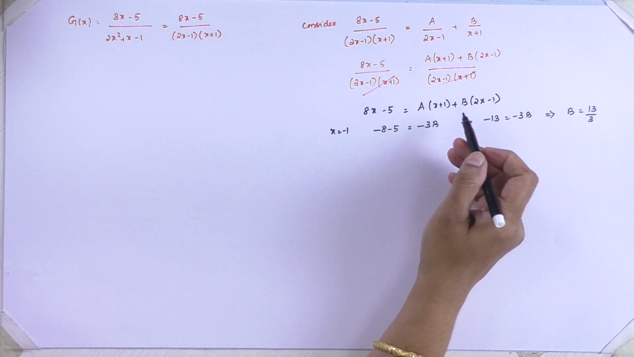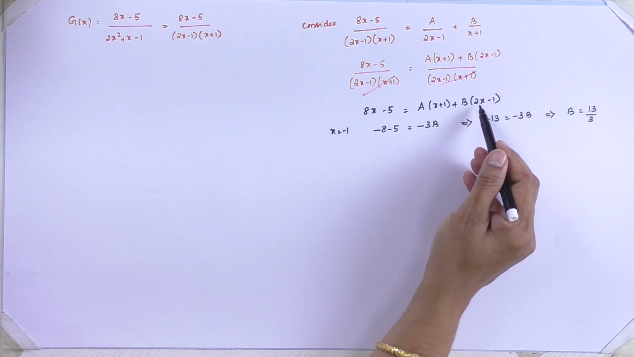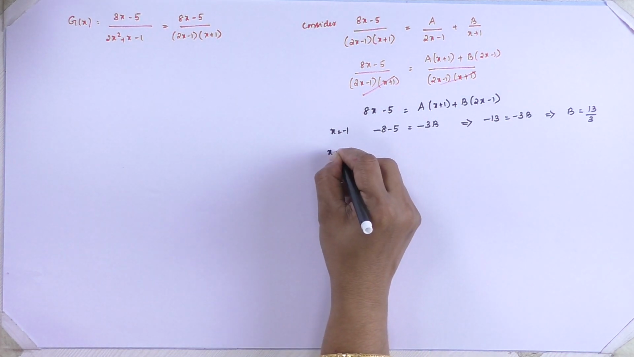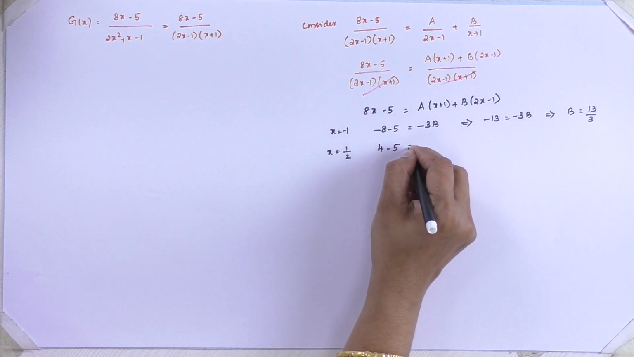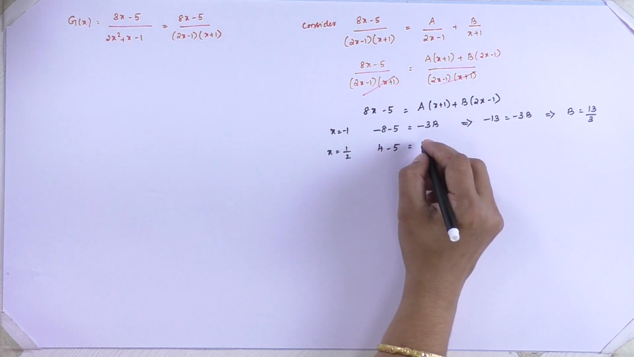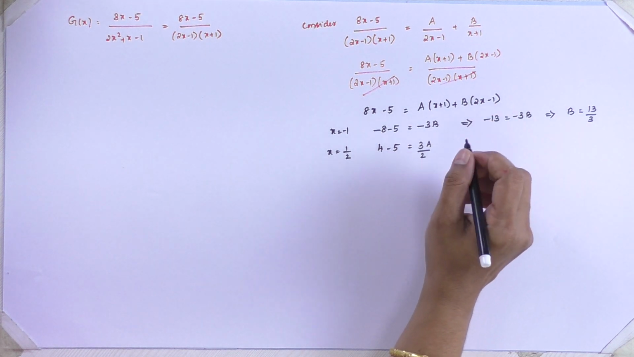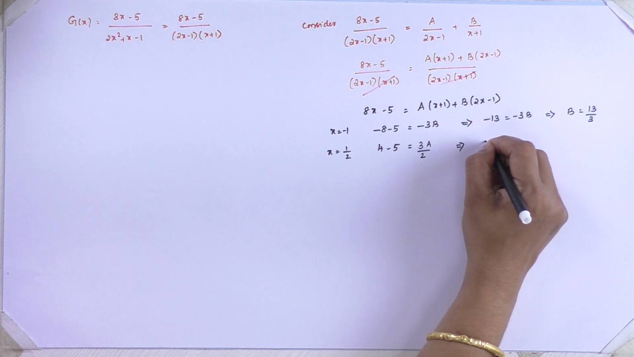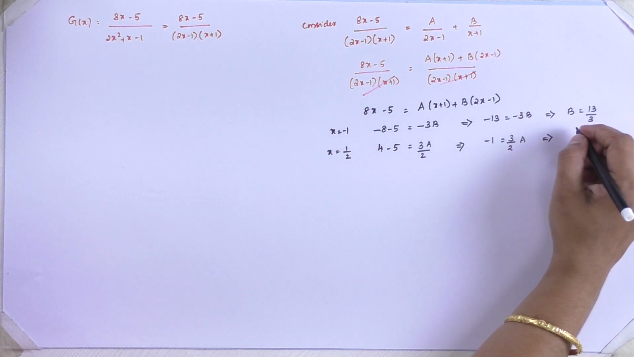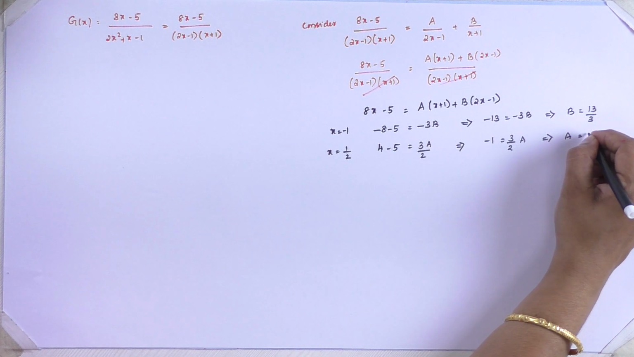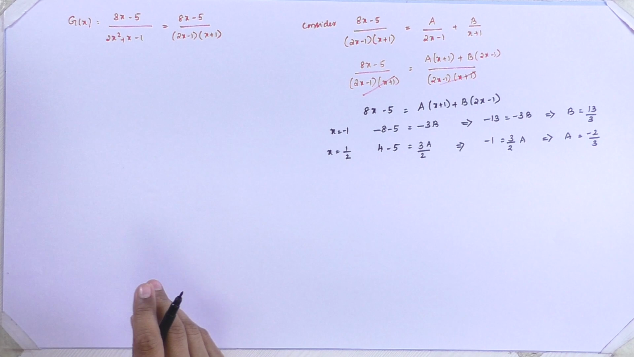Then I'll see to it that this term vanishes. For what value of x will this term vanish? x is equal to 1 by 2. So I'll just substitute x is equal to 1 by 2. So 8 into 1 by 2 I'll get 4, 4 minus 5 is equal to 1 by 2 plus 1 is 3a by 2, right? And the b term cancels, 1 minus 1, 0 I'll get. So this will imply minus 1 is equal to 3 by 2 a, or this will imply my a is equal to minus 2 by 3. So these are the values of a and b I get, right?